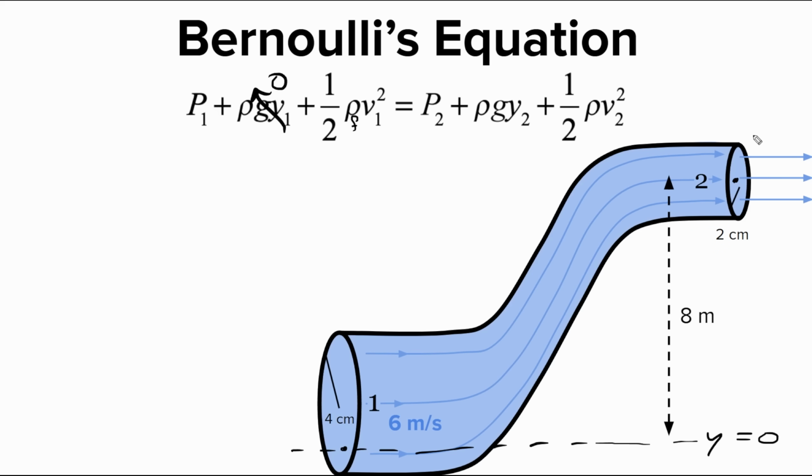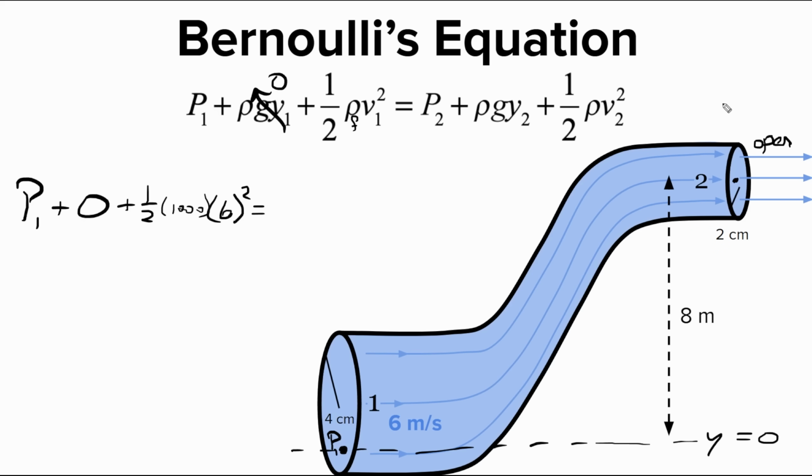So let's say I wanted to know, what exactly is the pressure down here at point 1? And let's say over here, this is open to the atmosphere. The water's just flowing out into the open atmosphere. Let's use Bernoulli's equation to figure out P1. I'd say P1 plus 0, because we're setting the bottom as Y equals 0, plus 1/2 the density of the water. Let's say we have water here, so a density of 1,000 times V1, which is 6 squared, equals P2.